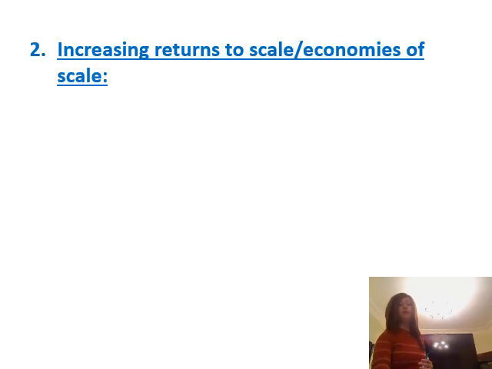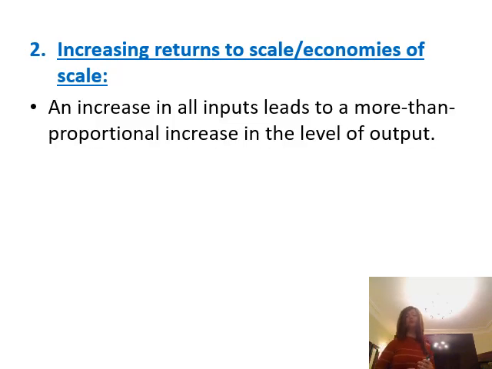While increasing returns to scale, or sometimes we call it economies of scale, occurs when you increase all inputs by a certain percentage. As a result, output increases by a larger percentage. For example, you increase inputs by 10%. As a result, output increases by 15%. In that case, you say that you have increasing returns to scale in this pattern of production.